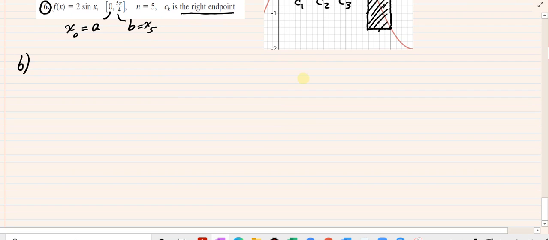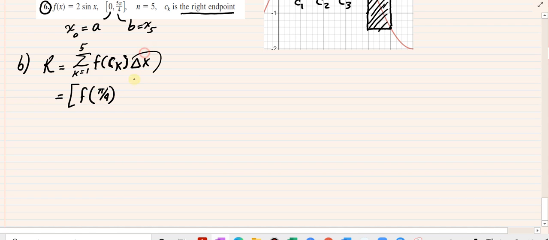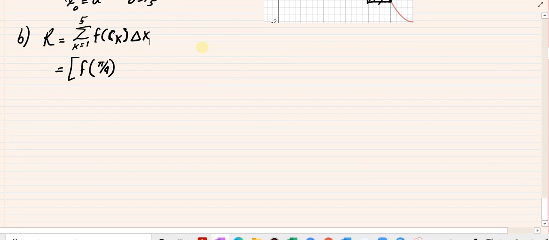So I'm going to write the Riemann sum now, call it R. That would be the sum from k equals 1 to 5 of f at c sub k, the evaluation point, times delta x. When k is 1, this is c sub 1, so that's f at pi over 4. Because we have fixed length subintervals, we can bring delta x outside of the summation. It's independent of k. Each width of this rectangle is pi over 4 units, so that acts as a constant.